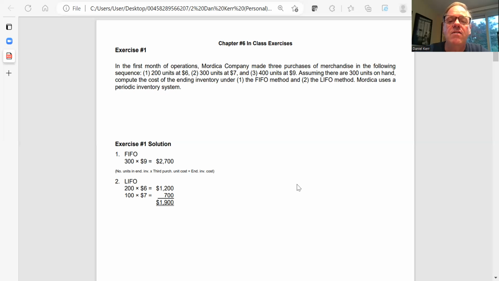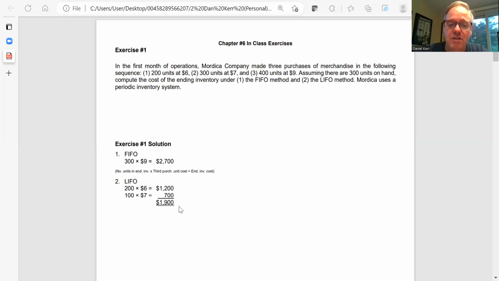Also, they've asked us to take the same fact pattern and say what the ending inventory would be if it was valued under LIFO. Now, LIFO is last in, first out, so your inventory is made up of your oldest possible costs. Looking at the oldest cost, we had 200 units at $6. That doesn't give us enough, since we need 300 units. So we take 200 at $6, and then we take another 100 at $7. So under LIFO, we get an ending inventory of $1,900.